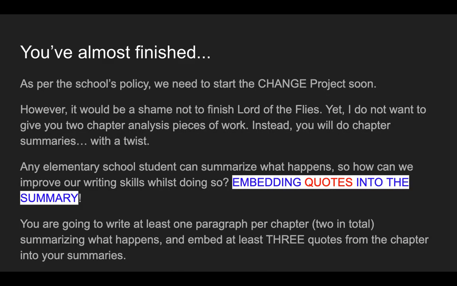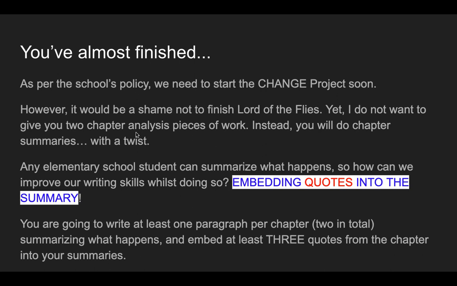So you've almost finished. As per the school's policy, we need to start the change project soon. We'll start second half of next week. However, it would be a shame not to finish Lord of the Flies. So the beginning half of next week, up until around the 4th of May, we'll continue doing Lord of the Flies, and then after that we'll start with the project.